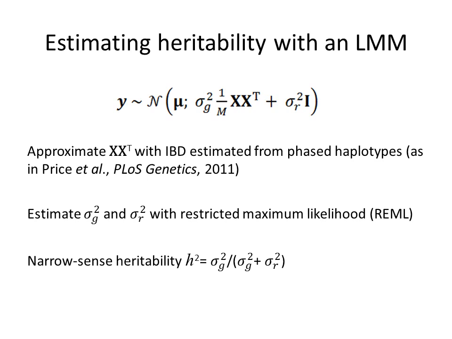Now we have this model, but we don't have the causal SNPs. So what do we do? We have to use an approximation, and one of the better approximations out there is to use IBD estimated from phased, long-range phased haplotypes. We use this approximation in the work that I'm going to show you. We take the model, apply it to the data, and use REML, or restricted maximum likelihood, to estimate these parameters. Then we plug those parameters into this formula here to get an estimate of narrow sense heritability, the fraction of variance explained by the genetic component.